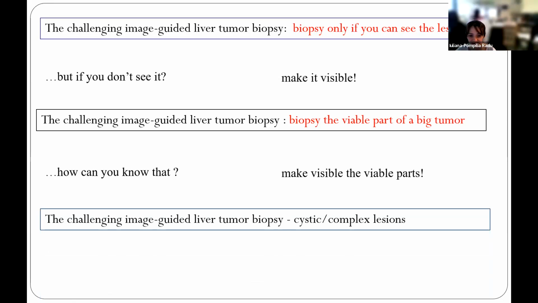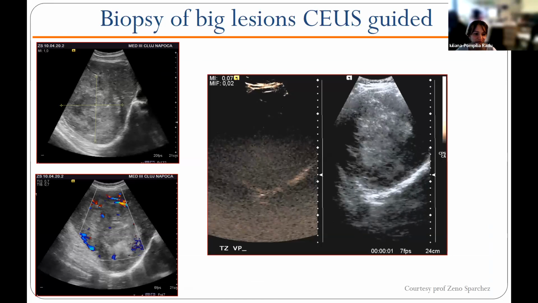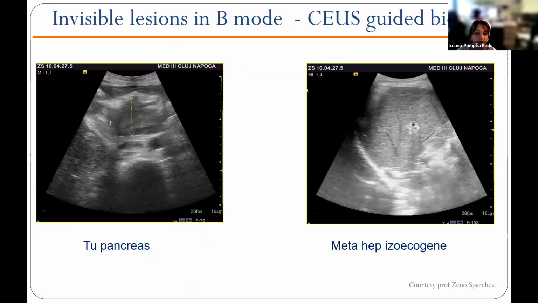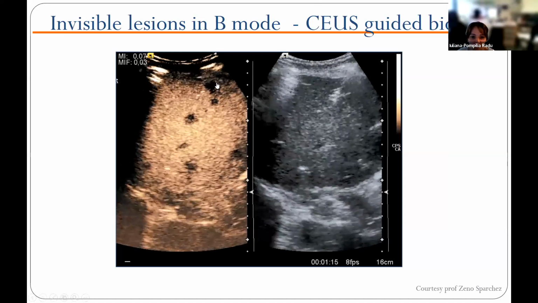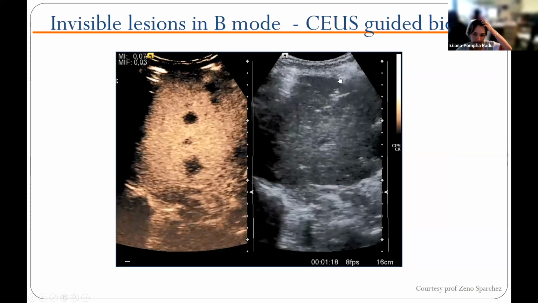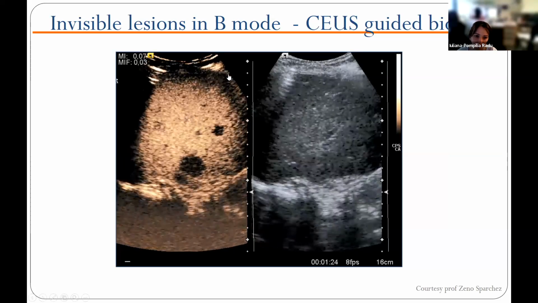And if we have a cystic lesion, or a complex lesion, which part should be biopsied? The tumoral one or the lesion that has vessels. And now we have a patient with a tumor of the pancreas, and you see, we don't see, there are some isoechogenic lesions. We administered contrast. The images are from my former professor and mentor in the contrast.